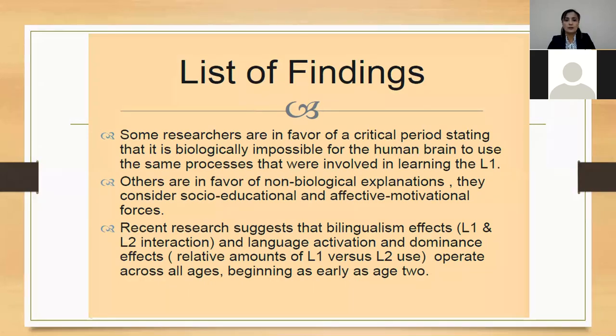Some researchers are in favor of the critical period, stating that it is biologically impossible for the human brain to use the same processes that were involved in learning the first language. Others are in favor of non-biological explanations, so they consider socio-educational and affective motivational forces. Recent research suggests that bilingualism affects language activation, and the dominance effects operate across all ages, beginning as early as age 2.